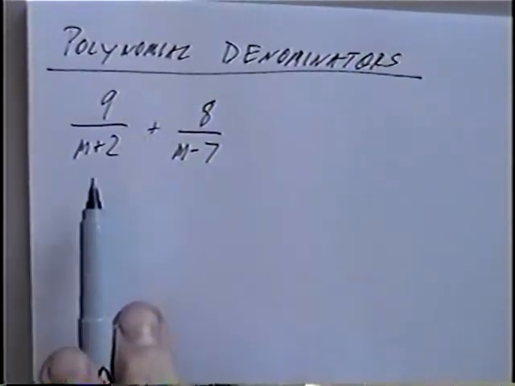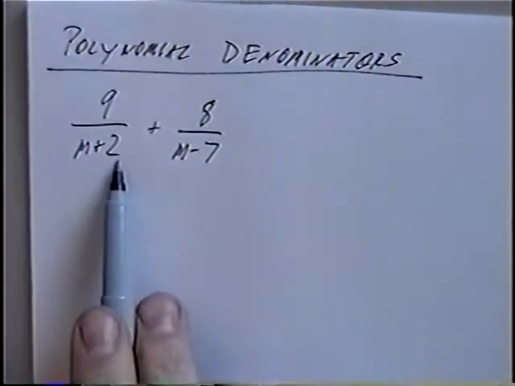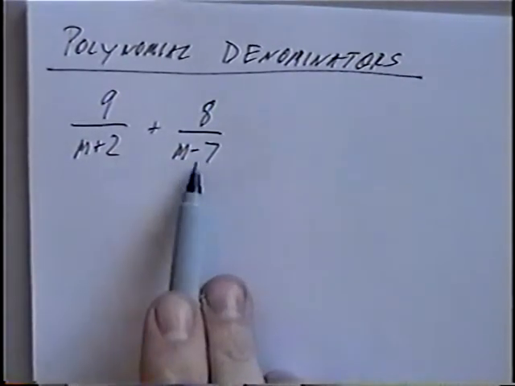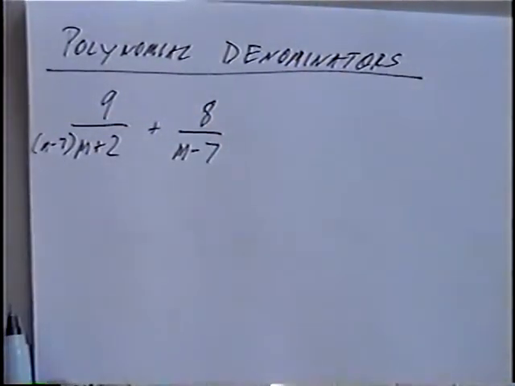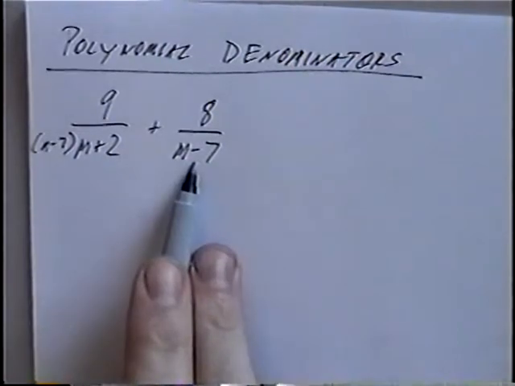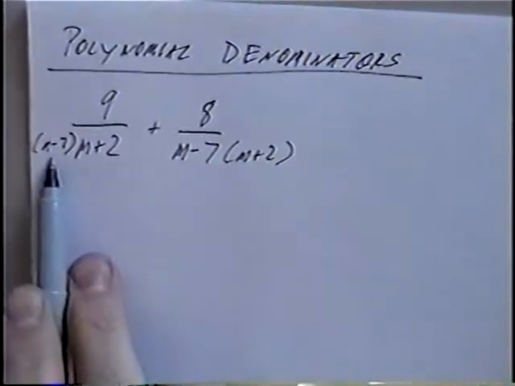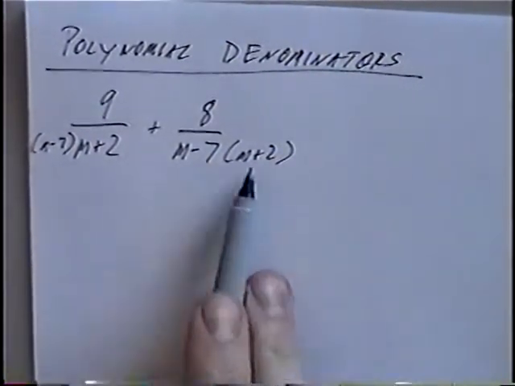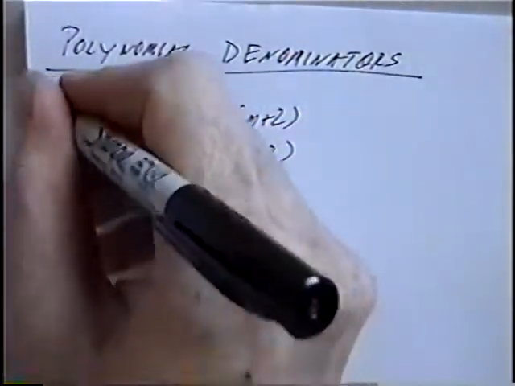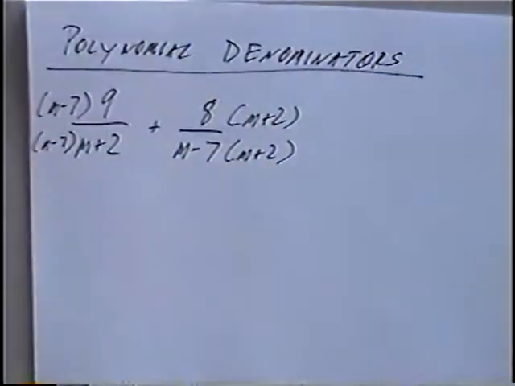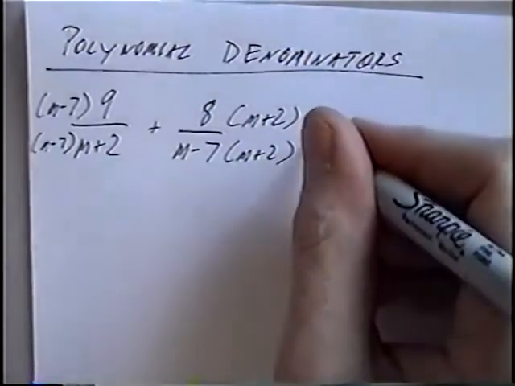Again, adding fractions, we need the same denominator before we can add these fractions. When you have a polynomial like m plus 2, this cannot be changed to m minus 7, but what we can do is multiply by m minus 7. Same thing if you have m minus 7 over here, m plus 2, we'll have to multiply the other side, so both fractions have the same factors, m minus 7 and m plus 2. Keep in mind you'll multiply the numerator also on each side by what you're multiplying the denominator by. M minus 7 on top and bottom, and m plus 2 on top and bottom.